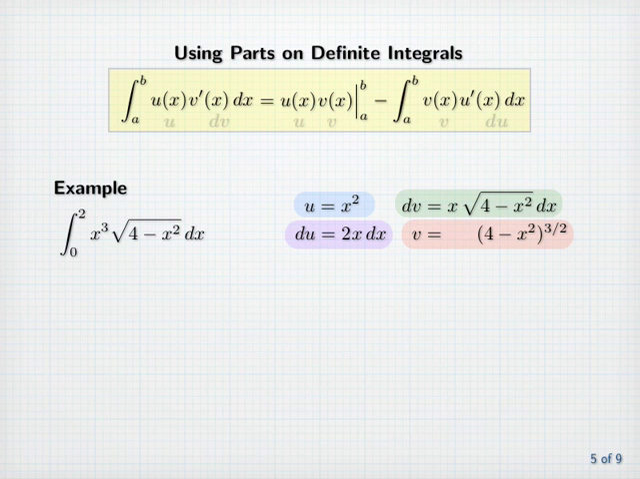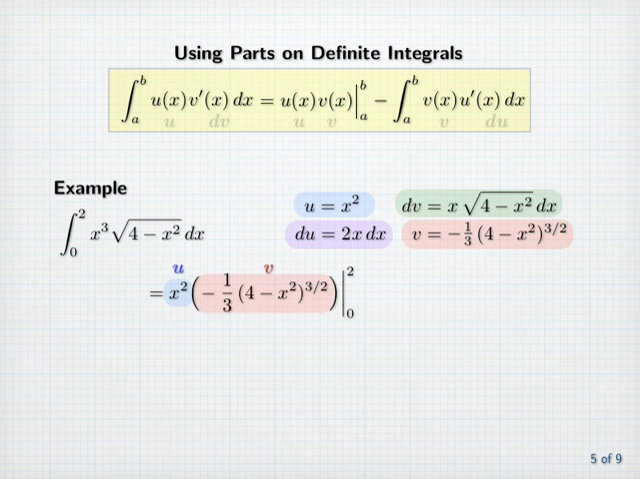Now if we take the derivative of that, we'll have 3/2 times (4 minus x squared) to the 1/2 times minus 2x. That minus 2 times the 3/2 is a minus 3. So as it is, we have an extra factor of minus 3, so let's multiply by minus 1/3. That will make the derivative exactly x times the square root of 4 minus x squared.